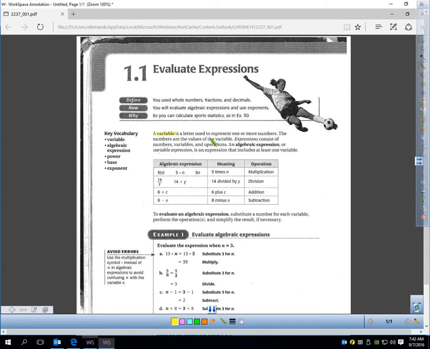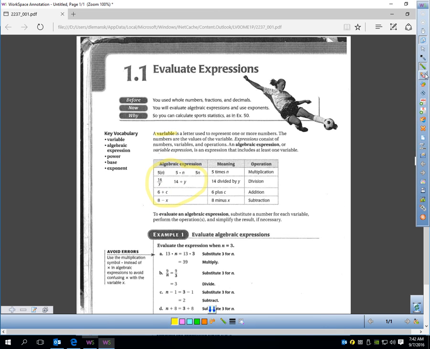A variable is a letter used to represent one or more numbers. They have plenty of examples right here where you can see variables. Like, for example, in the first expression, n is a variable. We have the expression 5n. N is the unknown. It's a letter used to represent one or more numbers. Or here, y, 14 divided by y. Y is the variable. Okay?